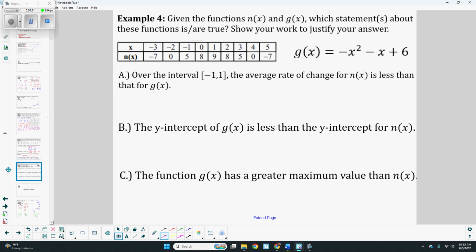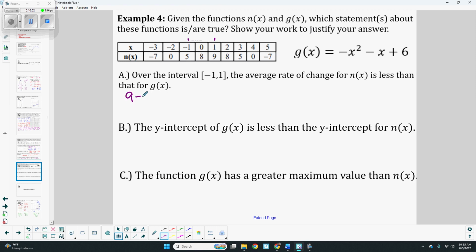All right, one more problem. So given the two functions n of x and g of x, n of x is given to us as a table, g of x is given to us as a function, which statements about these functions is/are true? So it's possible more than one is true. So over the interval negative 1, 1, the average rate of change for n of x is less than that for g of x. So we need to find n of x, and we're going to see if it's less than g of x.